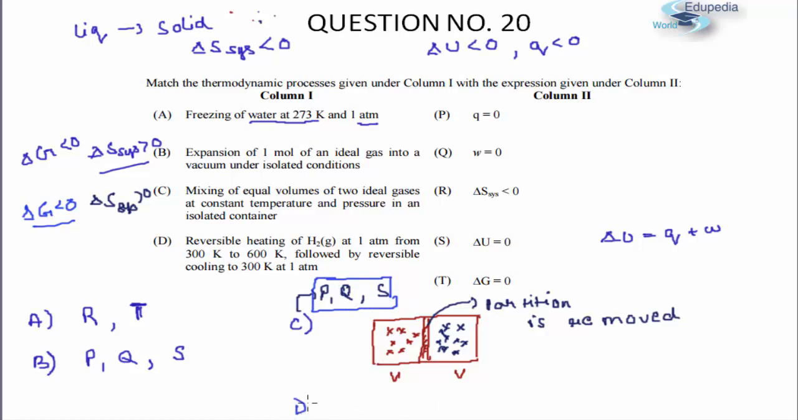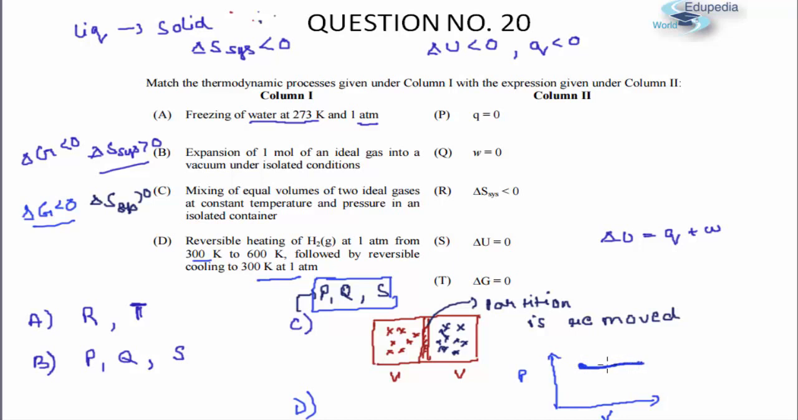And finally, if I come to D, it says reversible heating of H2 at 1 atm from 300 Kelvin to 600 Kelvin, followed by reversible cooling to 300 Kelvin at 1 atm. So basically we are reaching the same point from where we had started, and the processes are reversible. If I try and draw a PV diagram in this case, this was my starting point. I went at constant pressure, so that means it is an isobaric process. I went from this point to this point, and then we again return back to this point.